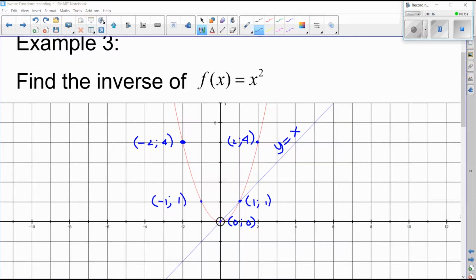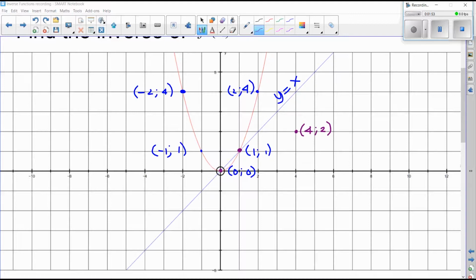So the first point that I'm going to reflect is 0, 0, and because this point lies on the axis of symmetry, its image lies on the axis of symmetry. The same is true for when x is 1 and y is 1. Let's reflect 2, 4 in the line y equals x. When we're reflecting in the line y equals x, we swap our x and y coordinates, so the image is when x is 4 and y is 2. Let's now do the same for our negative x values.